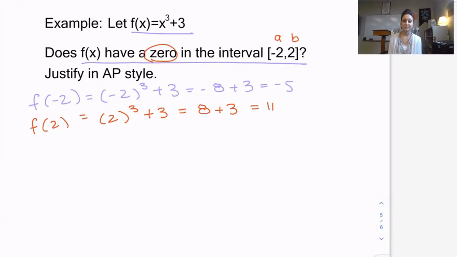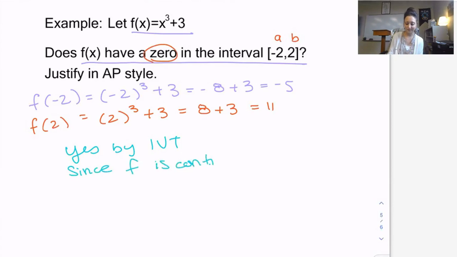Yes. So the only thing left is, do we know that f is continuous? We do, since f is a polynomial, right? So yes, by IVT. So there's part number 1, state the theorem. Then we need to state why we can use the theorem. So since f is continuous, and then we'll state the math, right?